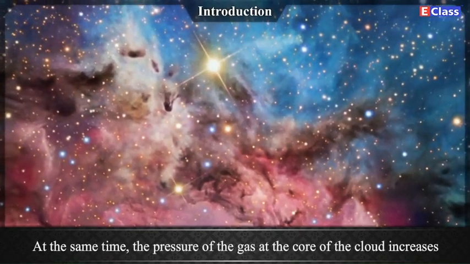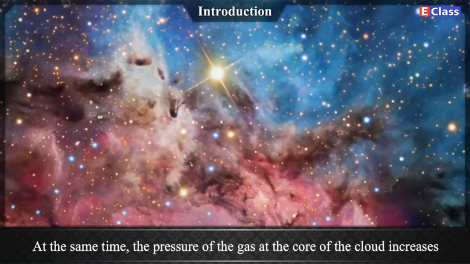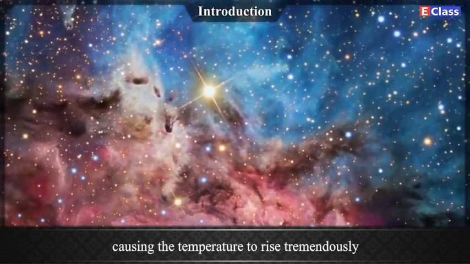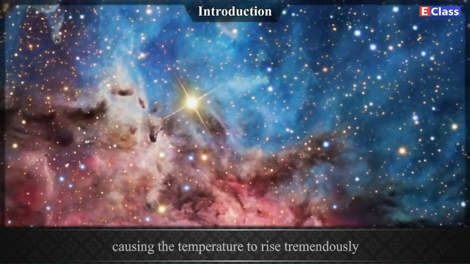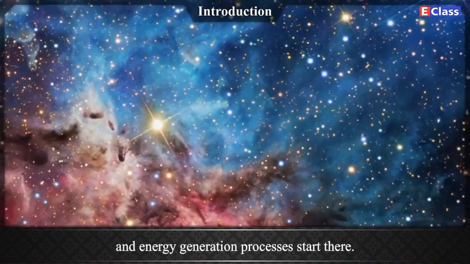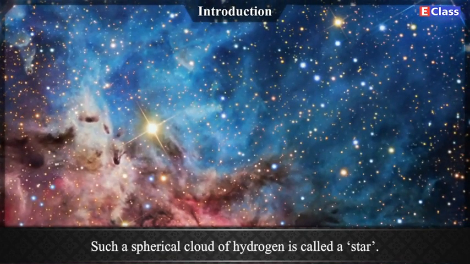At the same time, the pressure of the gas at the core of the cloud increases, causing the temperature to rise tremendously, and energy generation processes start there. Such a spherical cloud of hydrogen is called a star.